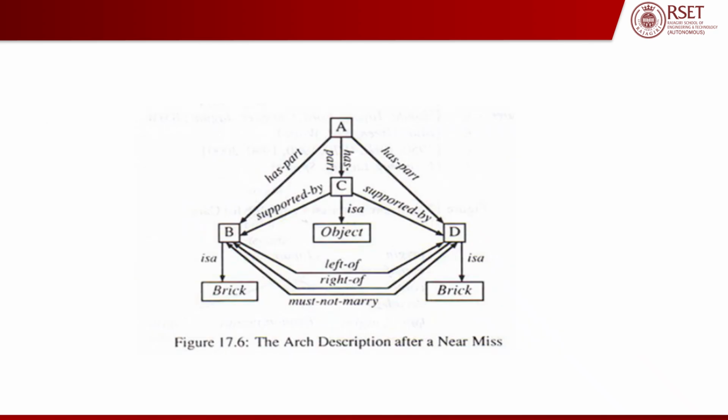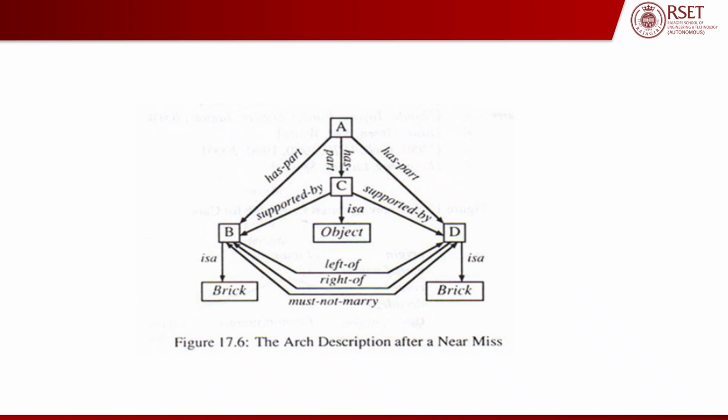In this slide, it describes the arc description after a near miss. This is one of the classical concepts in AI learning and knowledge representation. So what do we mean by near miss? It is an example that is almost correct but fails to satisfy the definition. For example, a structure looks like an arc, but one important relation is missing or incorrect.